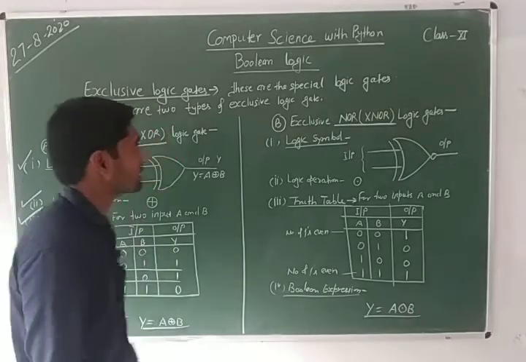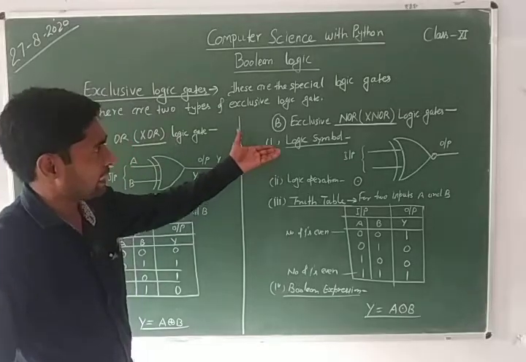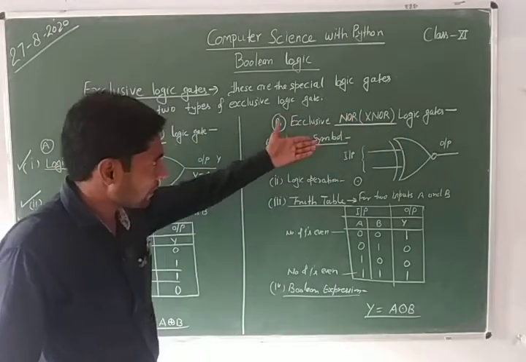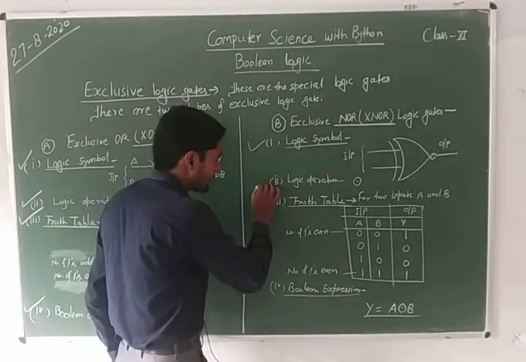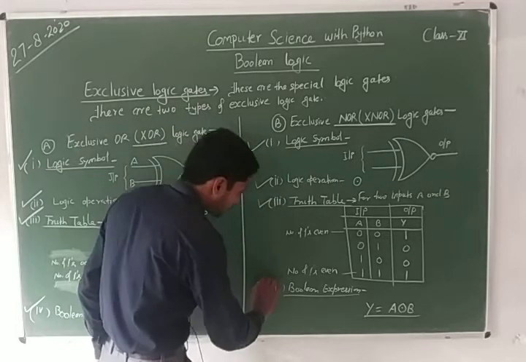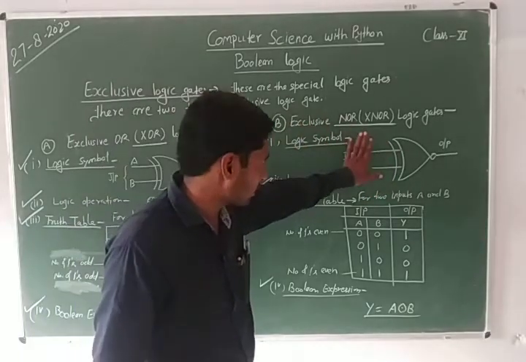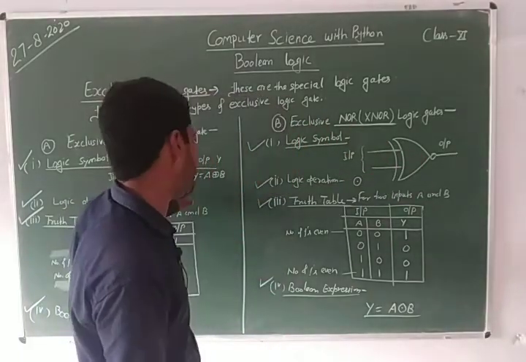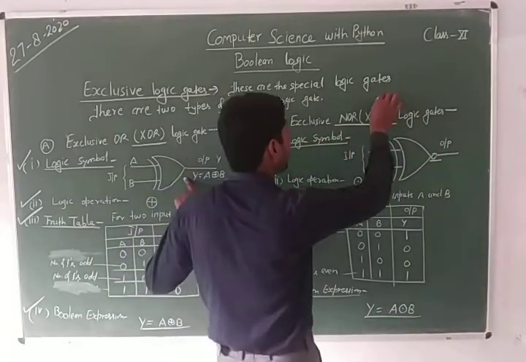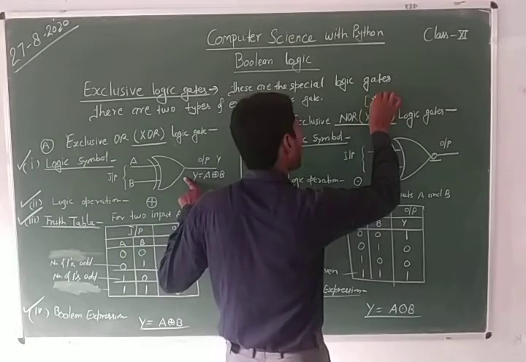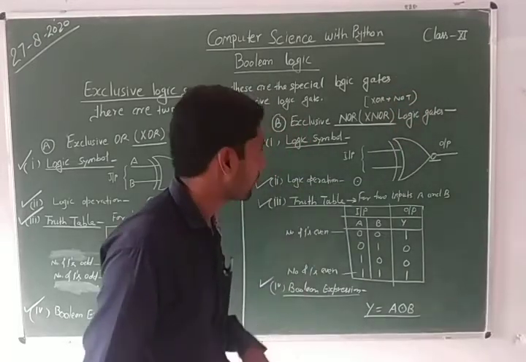Alright, now let us see the exclusive NOR logic gate. Again, to understand its complete functionality, I divided it into 4 points: first point logic symbol, second point logic operation, third point truth table, and fourth point Boolean expression. The logic symbol of XNOR logic gate is like this. The difference is that here we used a bubble. Bubble means not. XNOR is XOR plus not.